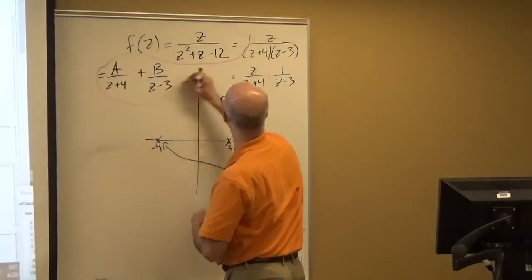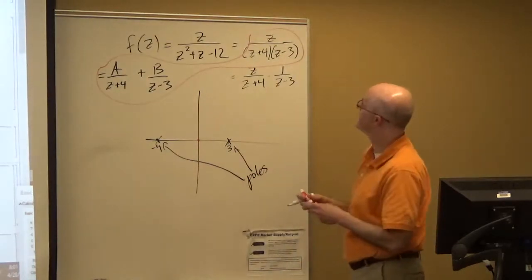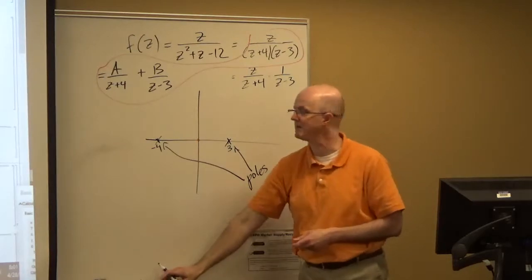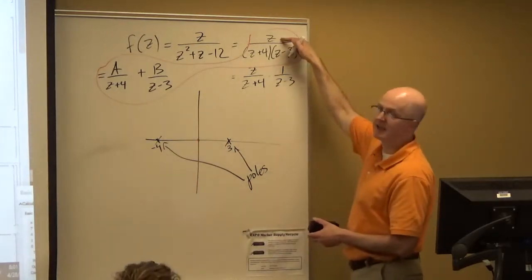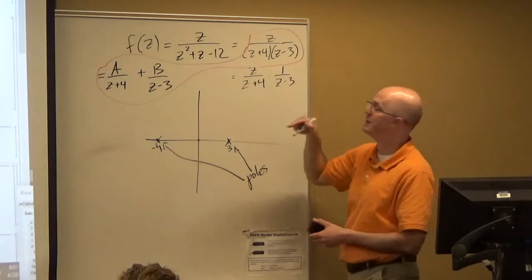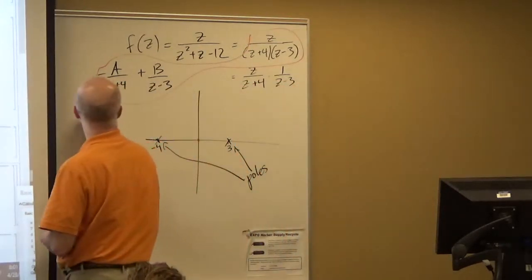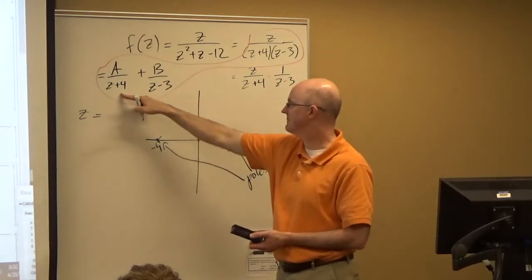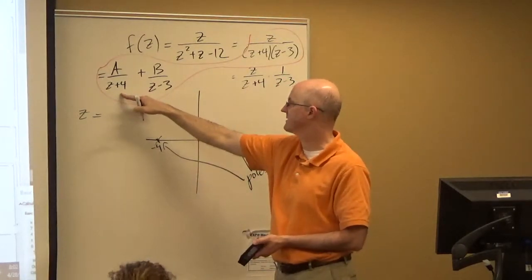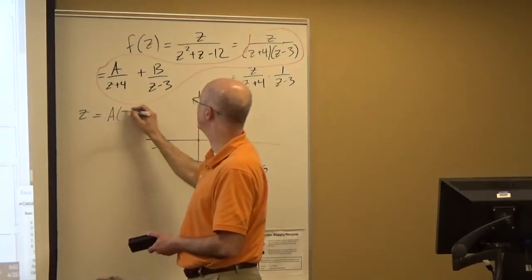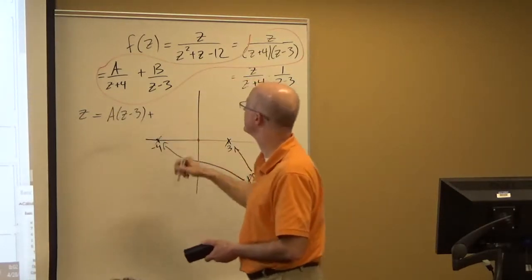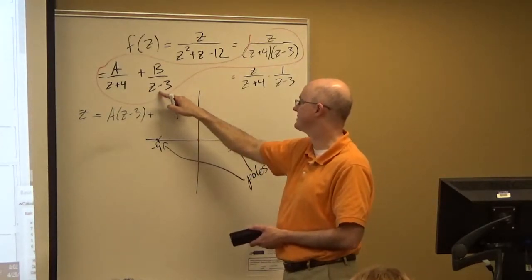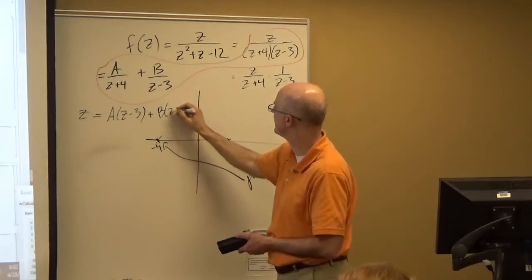Multiply both sides by the common denominator z plus 4 times z minus 3. With this side, you get complete cancellation on the bottom. You get just a z. Multiplying the first term by z plus 4 times z minus 3 makes the z plus 4's cancel. So you're left with a times z minus 3. Then multiplying the second term by z plus 4 times z minus 3 makes the z minus 3's cancel, and you're left with b times z plus 4.